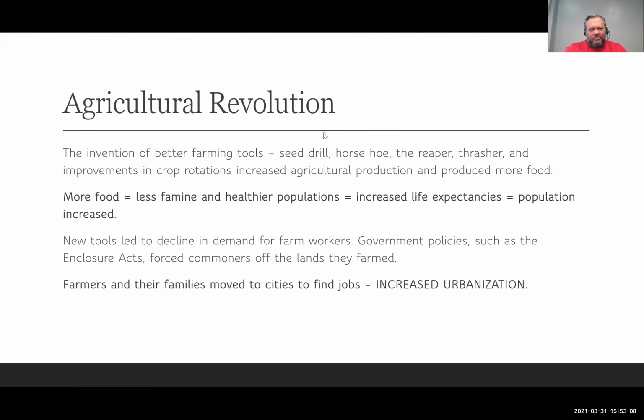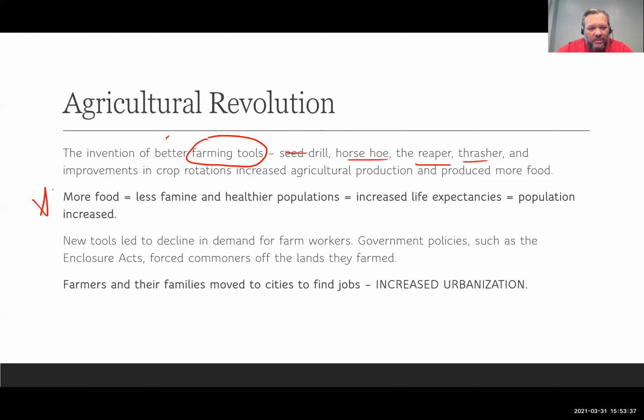Okay, so we also had, and we talked about this in Unit 5, that the agricultural revolution was kind of going along with and part of the industrial revolution. And so, you know, all the farming tools that we had talked about, seed drill, the horse hoe, the horse pulling the hoe instead of a person, reaper, thrasher, all of these things greatly increased the amount of productivity for each farmer. And so we have more food production.